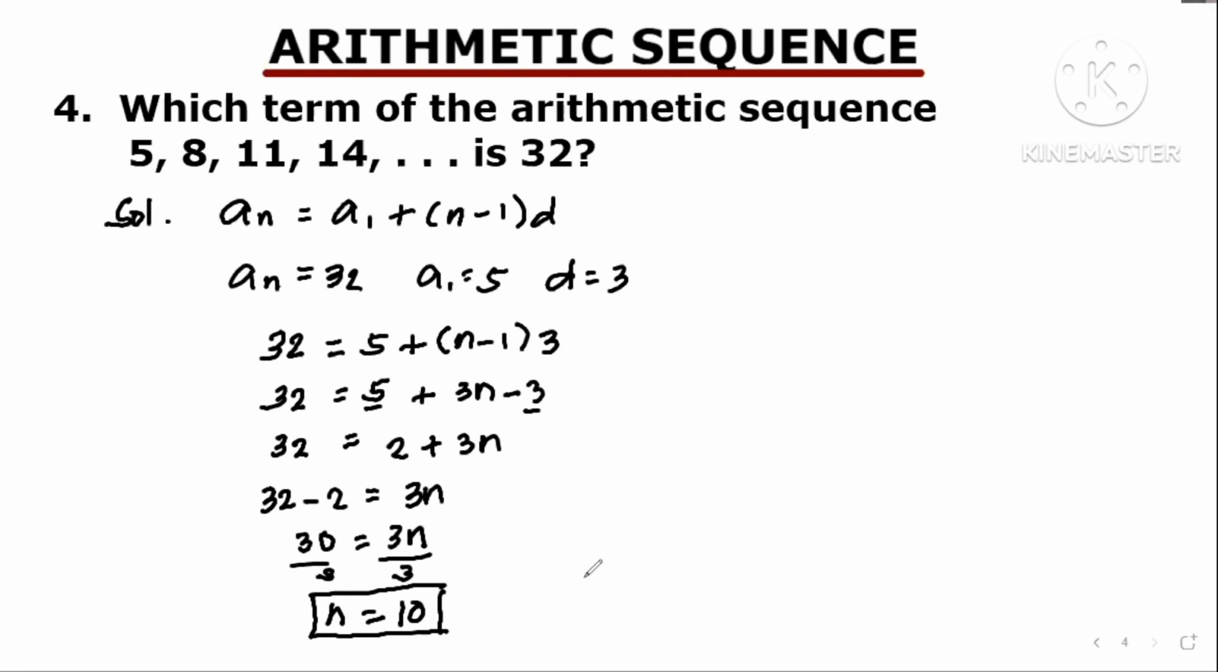So just to formally answer the question, 32 is the 10th term of the sequence. Sequence na lang, no? Paigsiin na lang natin. Of the sequence.